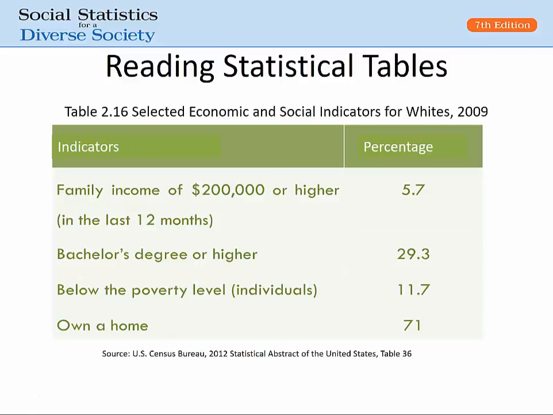And so let's take a look at this table and read through this one. The table's title is Selected Economic and Social Indicators for Whites, 2009. And any decent table or acceptable table will have a title.